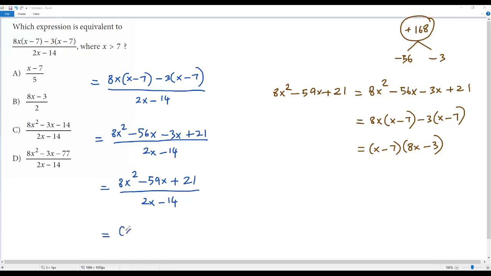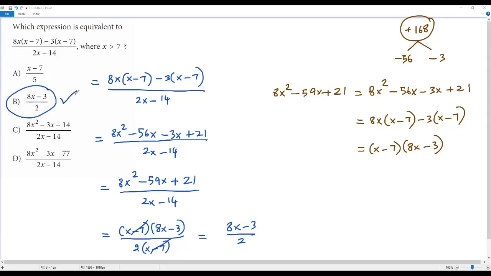Then I'm getting (x − 7)(8x − 3) over, for these two terms in the denominator, 2 is the greatest common divisor. We can factor 2 out. If I factor 2 out, I'm getting 2(x − 7) in parentheses, and if I distribute this 2 to x and −7, I get the original expression. Now we can cancel x − 7, and I'm getting (8x − 3) / 2. I find this expression in option B, so the correct answer choice for this question is option B.